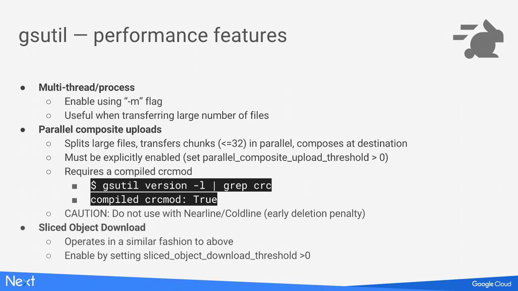So performance: gsutil can run multi-threaded, so you can have multiple processes that will upload data in parallel. If you have lots of large data files, gsutil can break up the data files into chunks to upload the chunks in parallel. And then once uploaded, it will reconstitute the original file and delete the chunks.